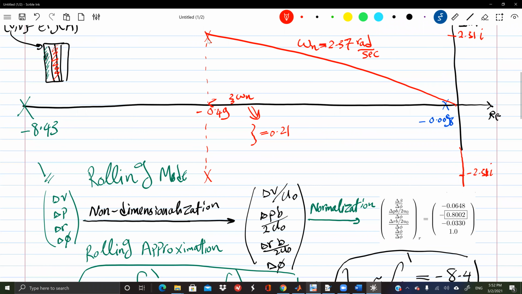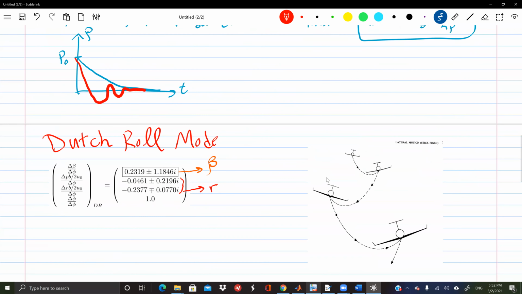The Dutch roll mode is relatively fast, and it's not well damped, so it's annoying to passengers and annoying to pilots. It involves oscillations mainly in side slip, but also in roll and yaw. Probably yaw is larger than the roll, as we see from this eigenvector analysis. Any question about that?